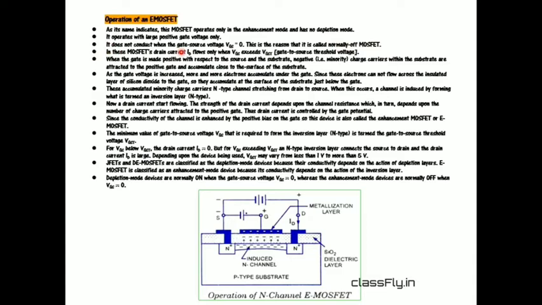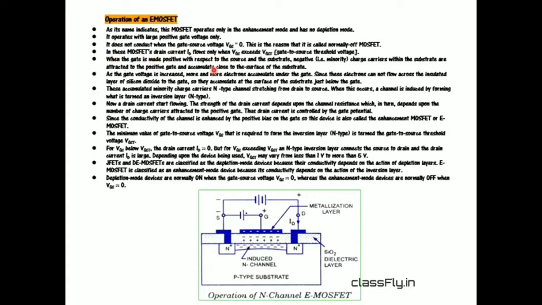In this MOSFET, drain current ID flows when VGS exceeds VGST. Now, what is VGST? The gate to source threshold voltage. It is the voltage at which the induced channel starts to be created, and that is called the threshold voltage. So when VGS, that means the gate source voltage, increases past that threshold voltage, at that point of time the drain current starts flowing.